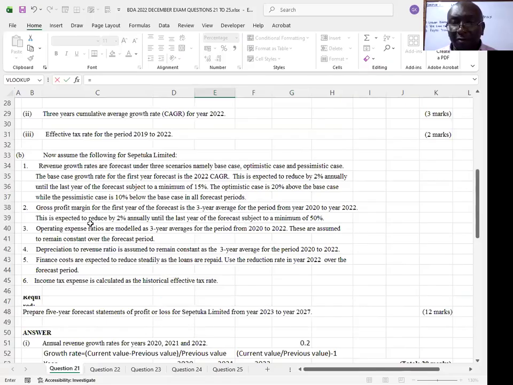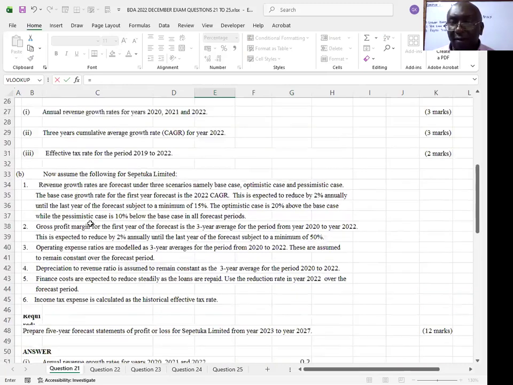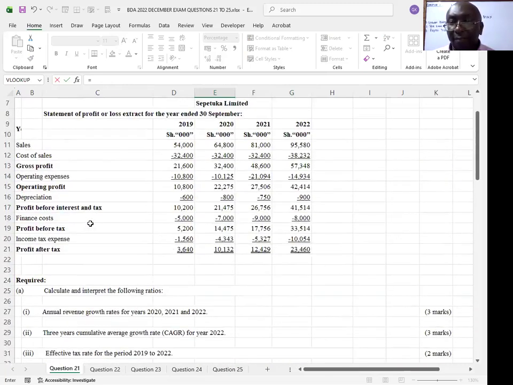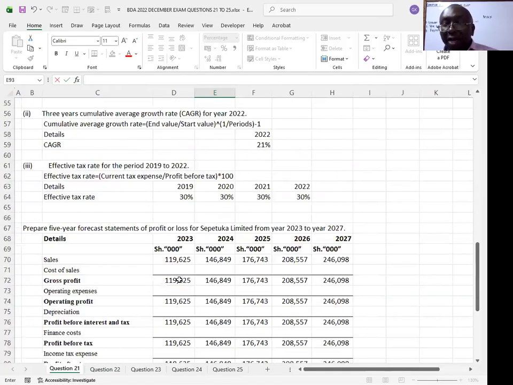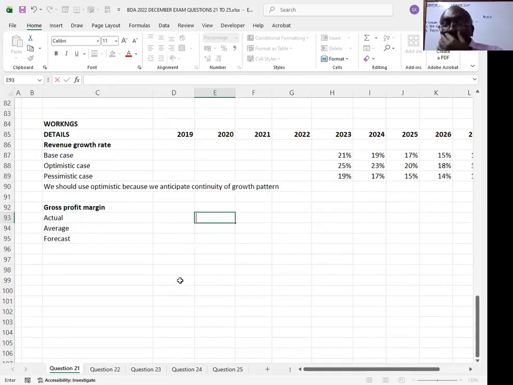Sidi wanasema gross profit margin for the first year. We want to see the growth rate here. Or maybe we could also compute the margin itself instead of using the figures. You can get the margin itself.